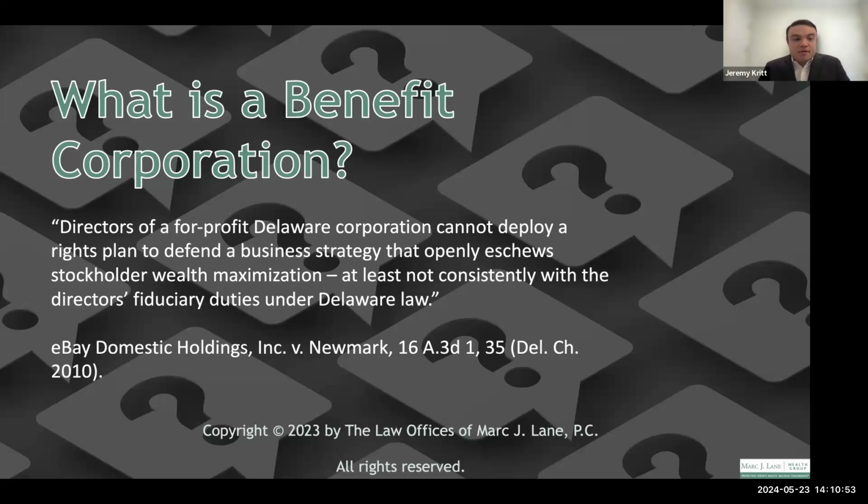Part of the court's reasoning is up here on the screen. It says, directors of a for-profit Delaware corporation cannot deploy a rights plan to defend a business strategy that openly eschews stockholder wealth maximization, at least not consistently with directors' fiduciary duties under Delaware law. Now, to be clear, today's presentation will not be focusing on Delaware law, but this does illustrate the need and the purpose behind a benefit corporation.